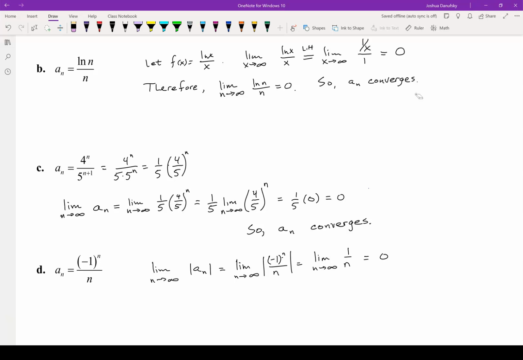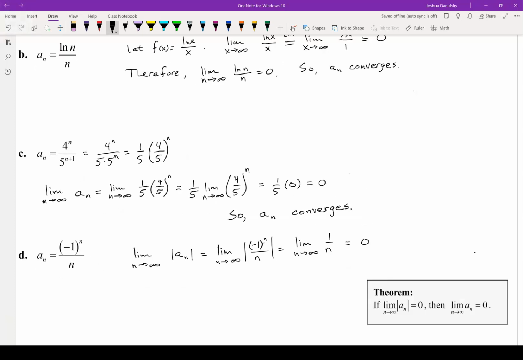Now we recall this theorem, which says that if the limit of the absolute values of our sequence as n approaches infinity equals 0, then the limit as n approaches infinity of the sequence itself also equals 0.